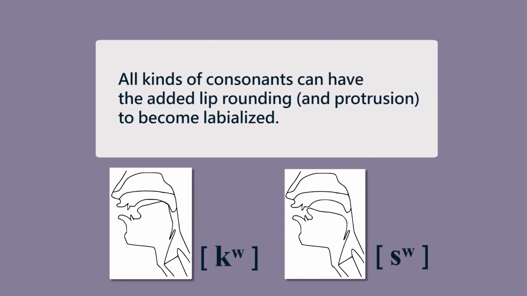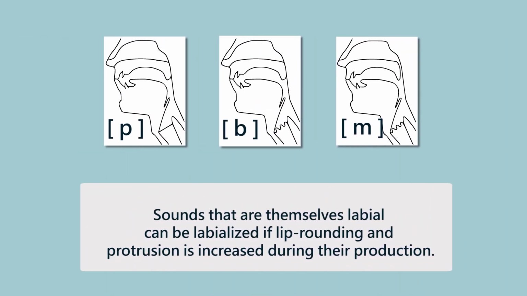Basically, labialization is an added degree of lip rounding or protrusion of the lips, which creates labialization. Therefore, because of this feature, even sounds that are labial by themselves, like pa, ba, and ma, if you increase the degree of lip rounding and protrusion during their production, you're adding labialization on top of it. So you're labializing the labials. How do you do that? By exaggerating the labial feature.